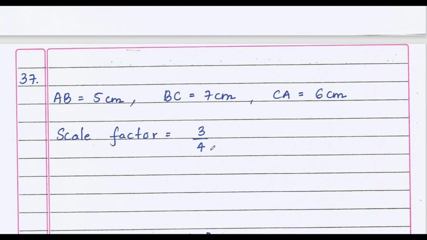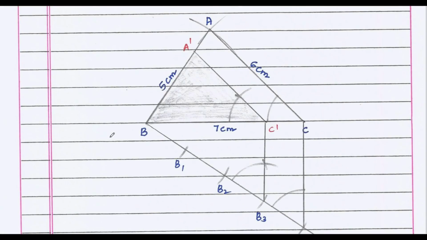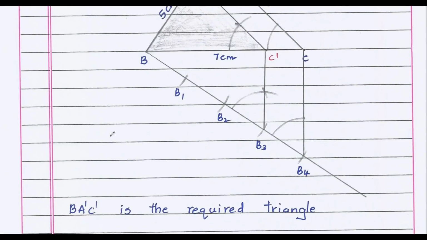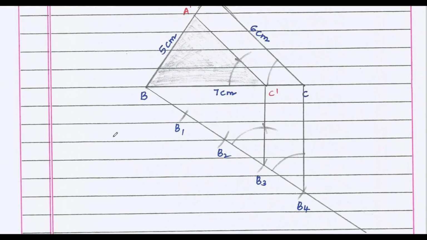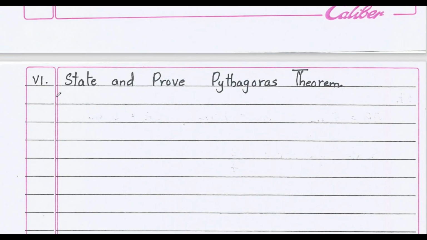Question number 37. Construction of similar triangles with scale factor less than 1. AB is 5, BC is 7 and CA equals 6 centimeter. This is how you get the figure. Students, you can practice as many questions based on the model paper released by KSEEB and the preparatory paper. Definitely you can score good marks. I'll try to post the worksheets and I'll try to solve the preparatory papers from different districts, which will be useful for your exam. Question number 38, that is state and prove Pythagoras theorem, important 5-mark question.